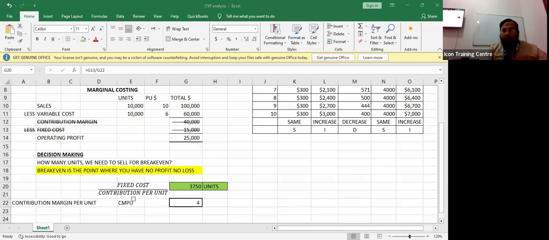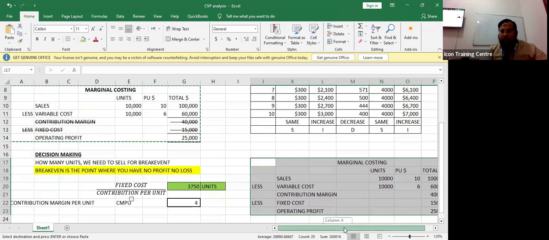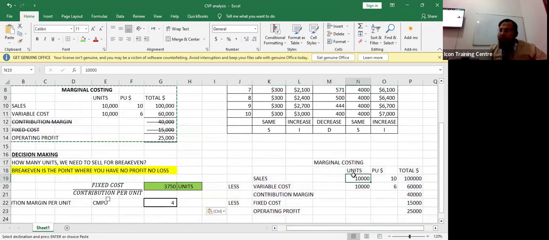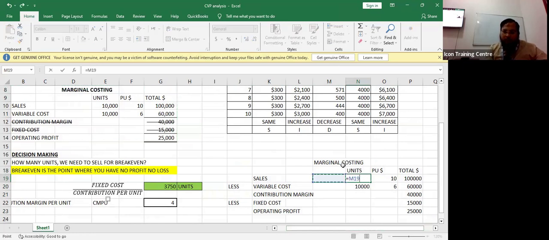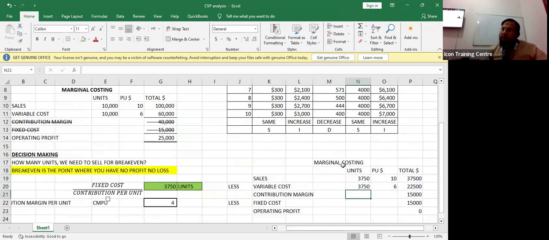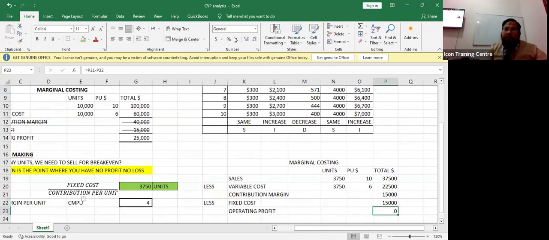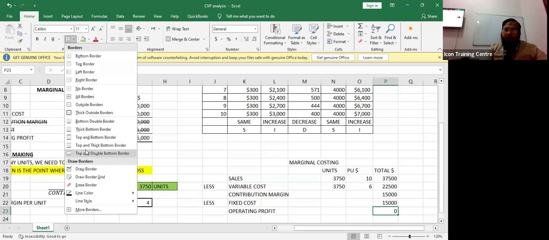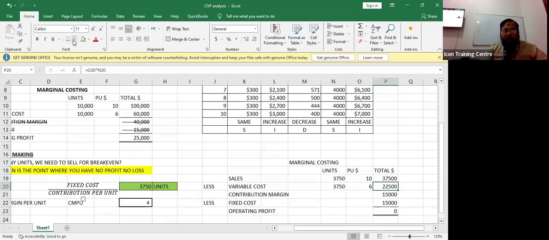Okay, now we can cross check it. Just take all the values from here, copy and paste here, and you can cross check. How many units are we going to produce for break-even? 3,750, right? What is operating profit? No profit, no loss. So if you produce anything more than this unit, you will be in profit. After this 3,750, every single unit will give you profit.